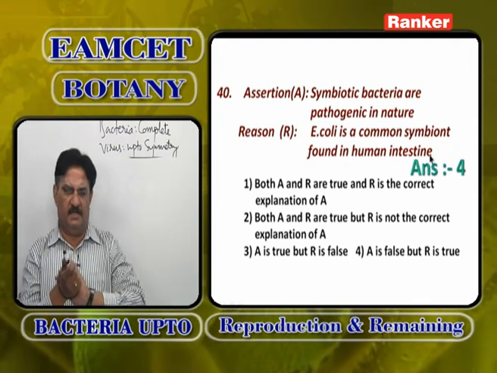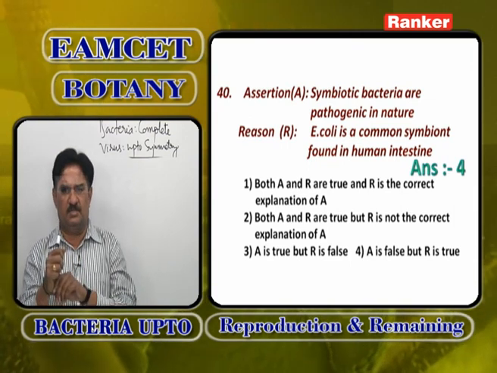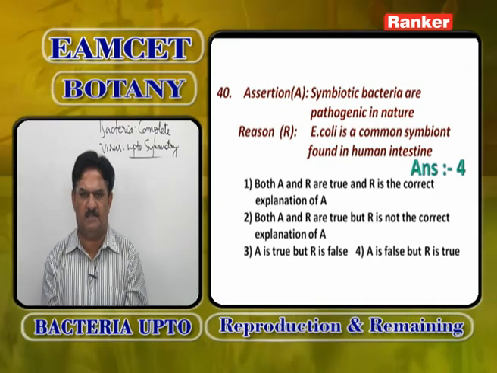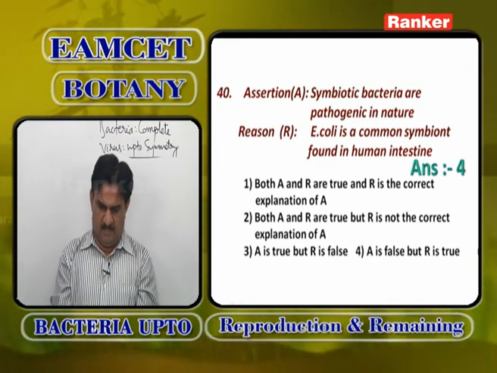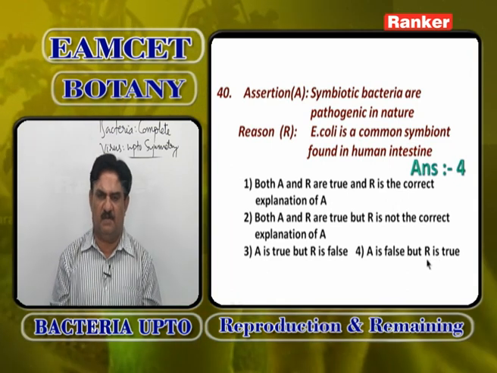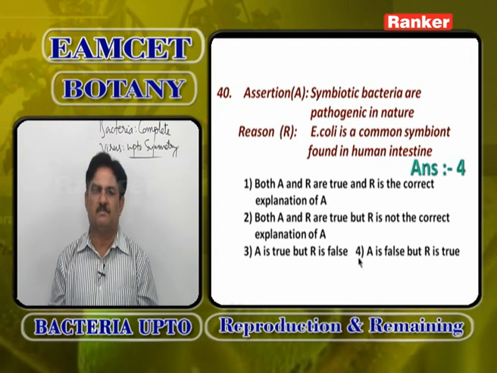So, all symbiotic bacteria are not pathogenic, they are useful. What is symbiosis? A close association between two completely different individuals where both are getting benefited is symbiosis. So, the statement that symbiotic bacteria are pathogenic in nature is wrong. Escherichia coli is a common symbiont found in the human intestine is correct. So, A is false, R is true.